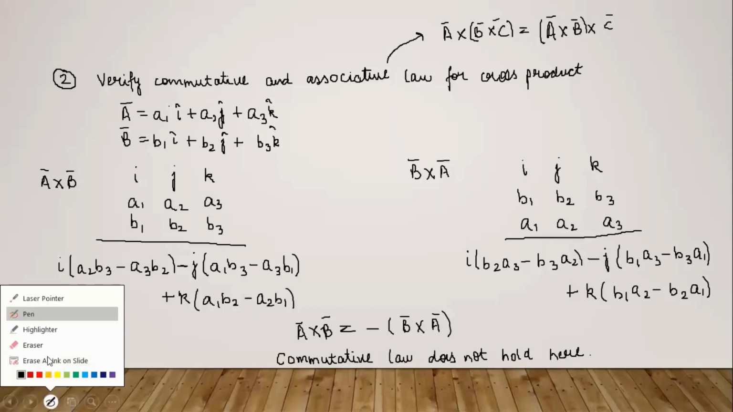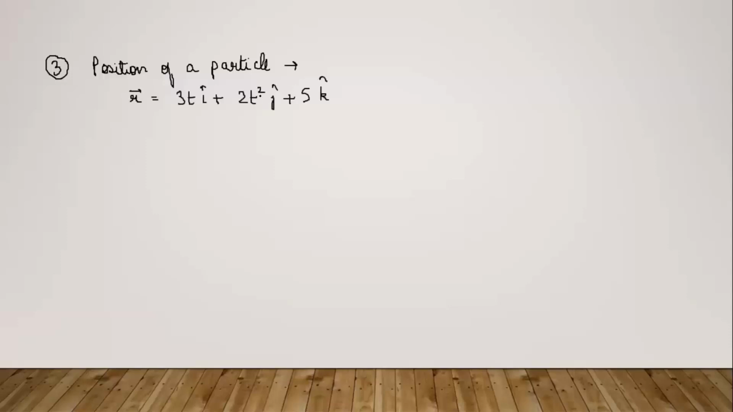Now let's move on to another question. This question will be based on what we did today, that is velocity and acceleration. So let's see how to calculate the velocity and the acceleration. The question is: the position vector of a particle is given by 3t i cap, 2t square j cap, and we have to find the velocity as a function of time and the acceleration as a function of time for this particle.